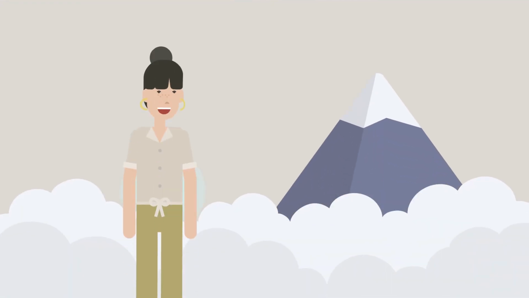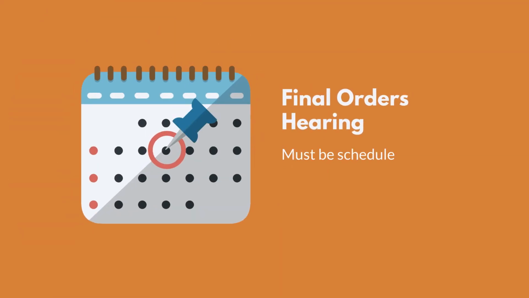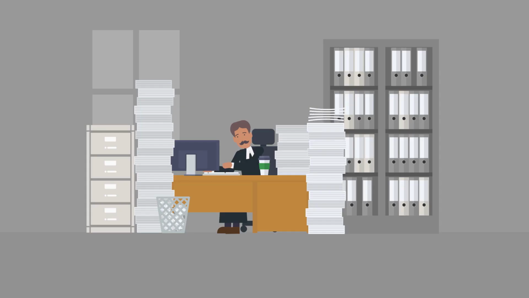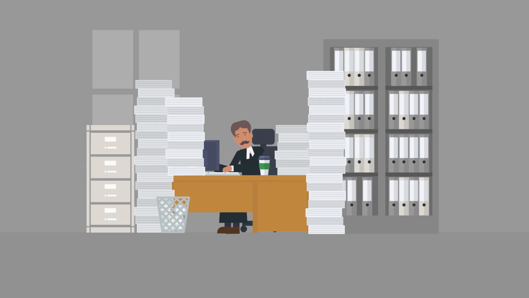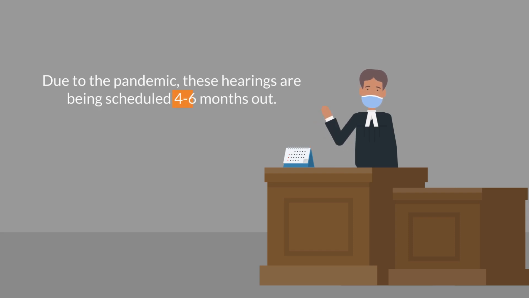The last step is the final orders hearing. Now, this hearing must be scheduled prior to the court's 120-day review of the case. Now, the date of the final orders hearing weighs very heavily on the judge's schedule and availability. Currently, due to the pandemic, these hearings are being scheduled about 4 to 6 months out, sometimes much further than that.